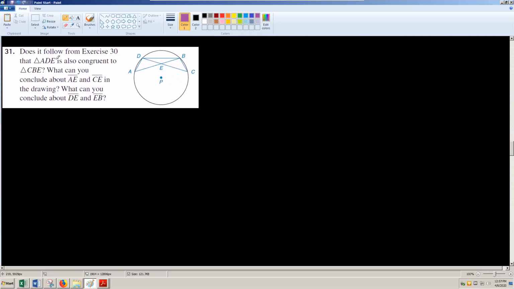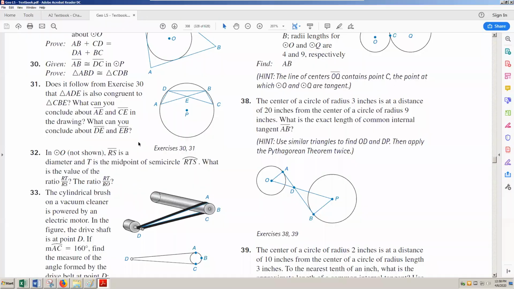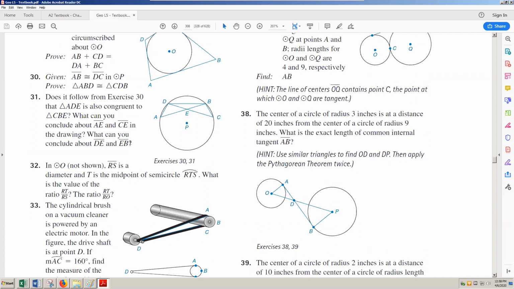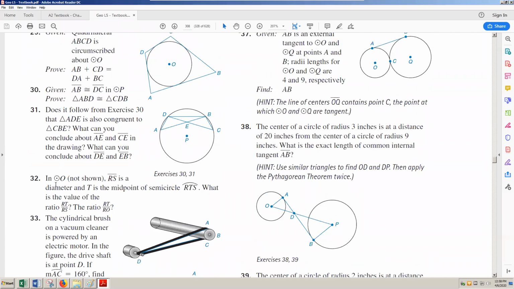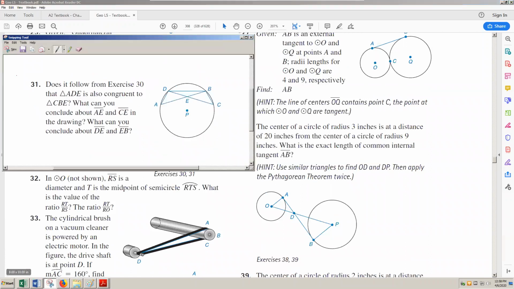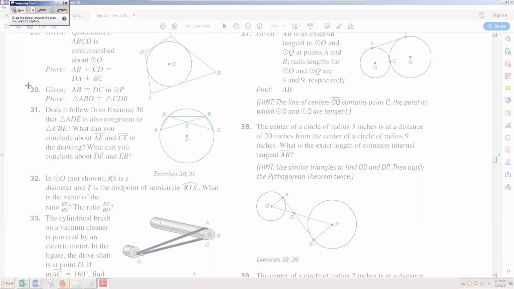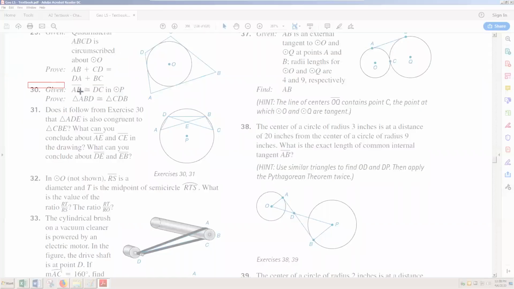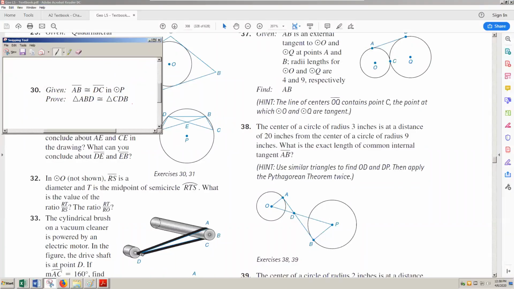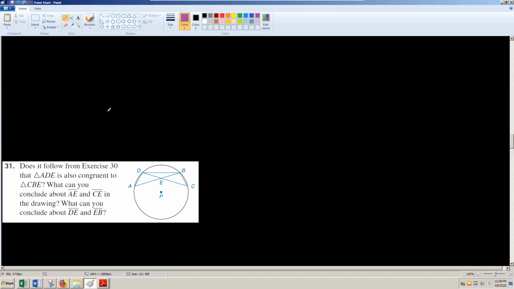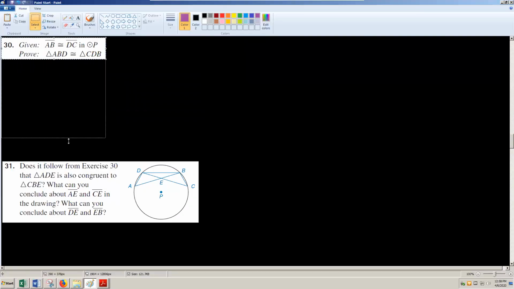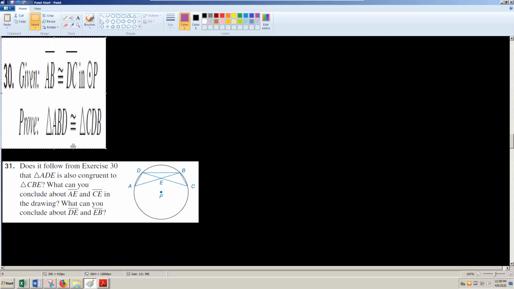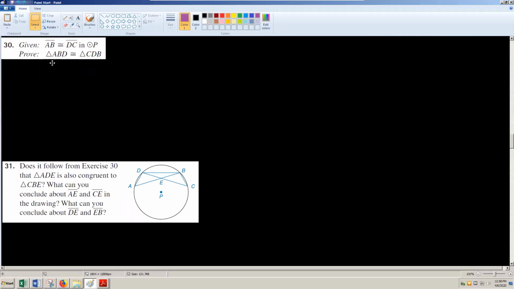How does it follow from exercise 30 that this thing is congruent to this thing? Blast it. We need exercise 30. Whoa. There we go.